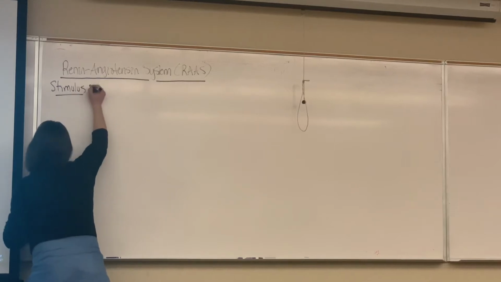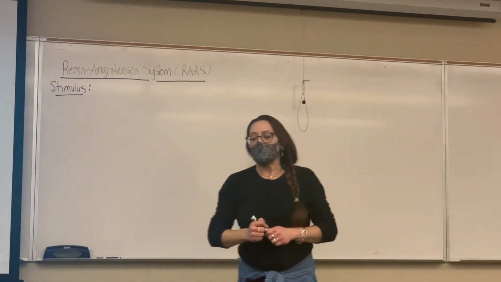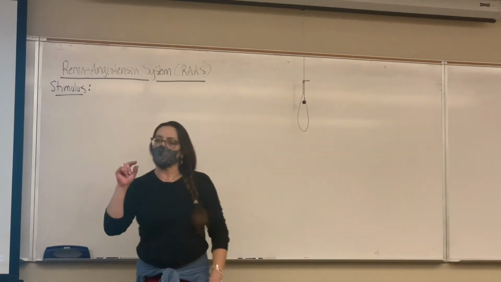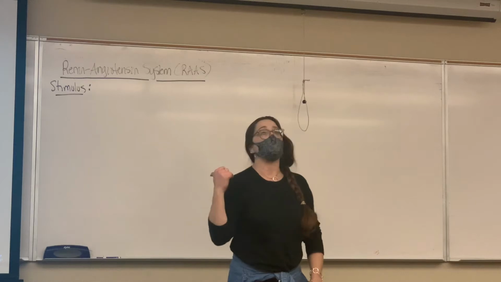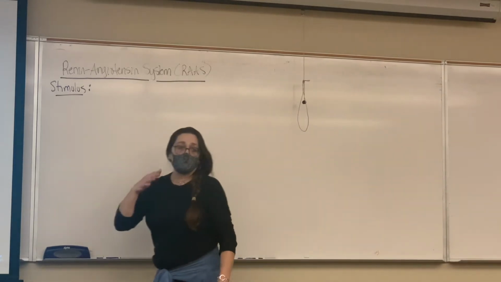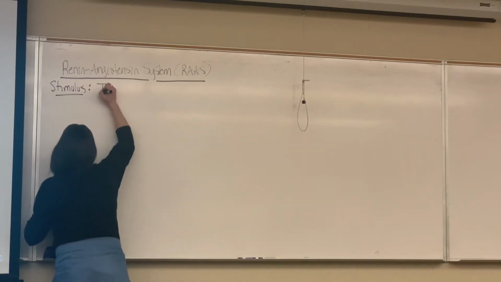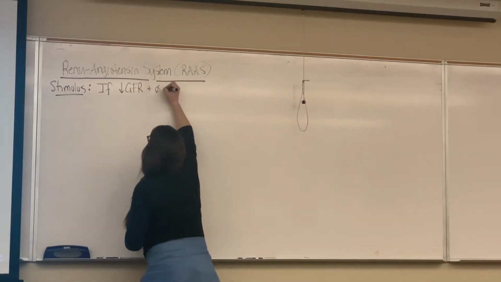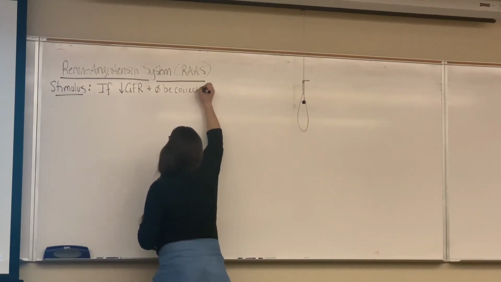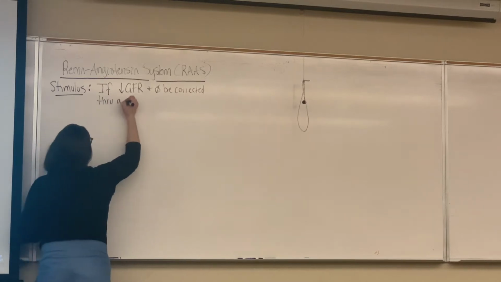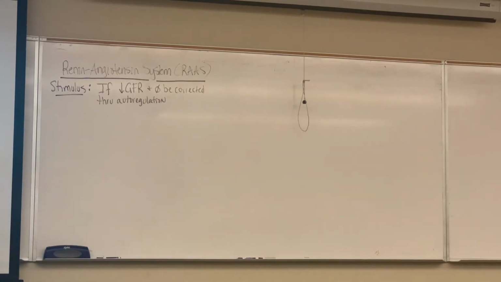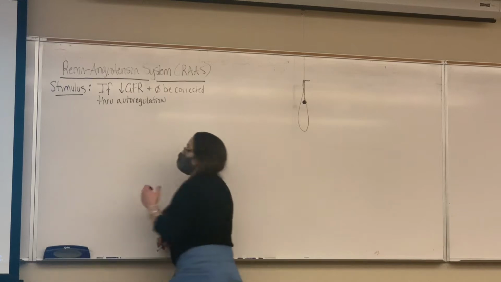Now, there's lots of different stimuli that can trigger this system. I'm going to keep it as general and as inclusive as possible, but I'm going to show you a slide that looks at other very specific stimuli that could trigger this. So based on what we were just talking about, if our glomerular filtration rate drops and it can't be corrected through autoregulation, then this system can be triggered.